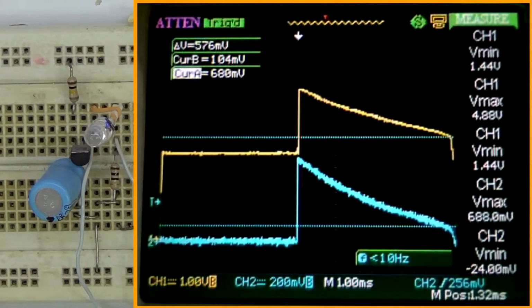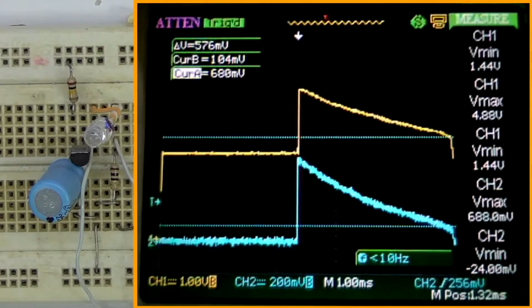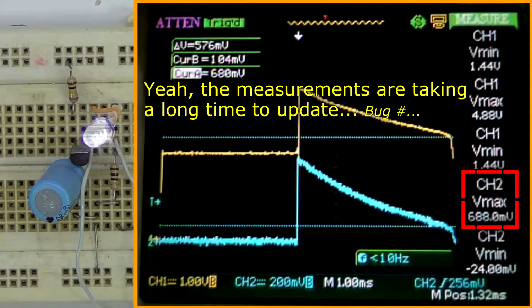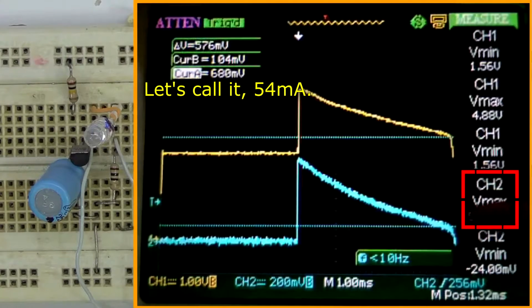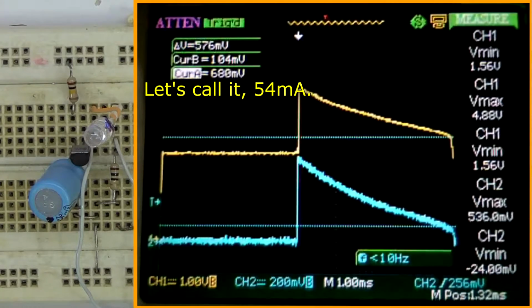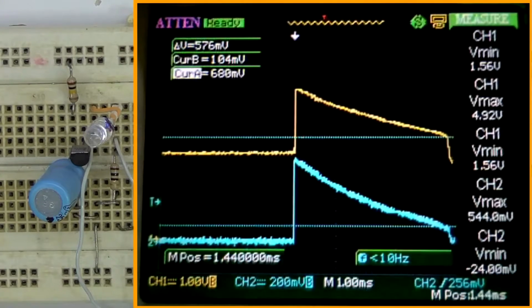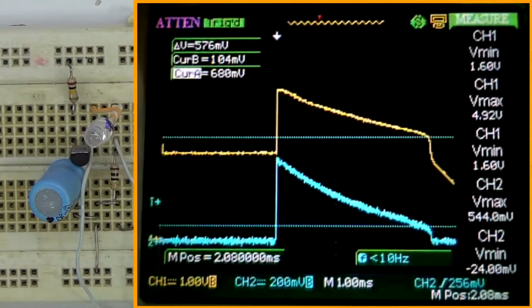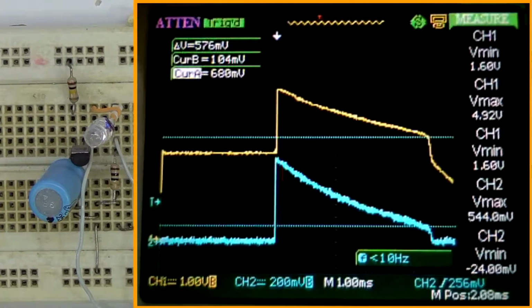That's lower yet again. So we got 69 milliamps, and the lower, well, you could argue whether it's lower or not. I suppose it would be lower.